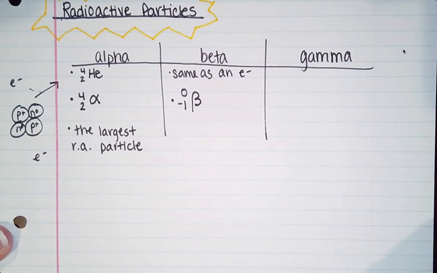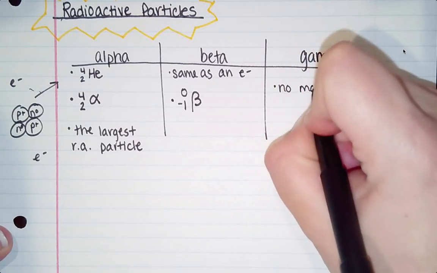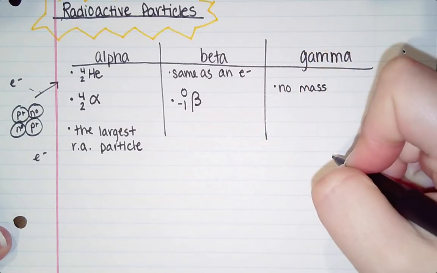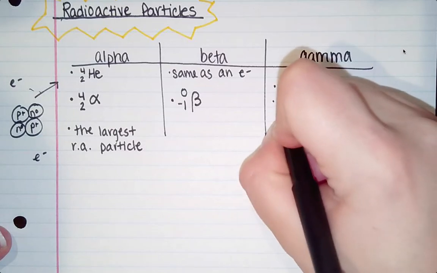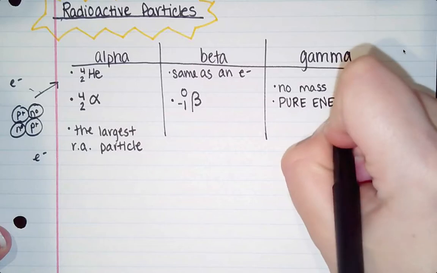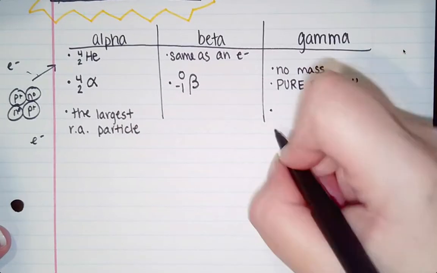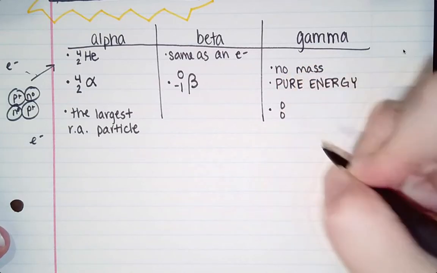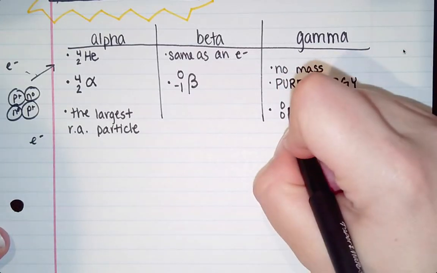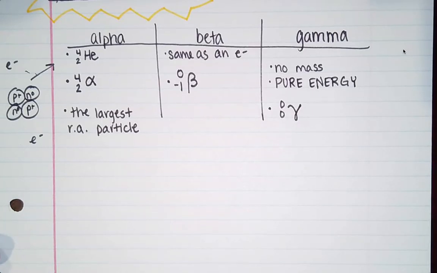And lastly, we have gamma particles. No mass, no charge, just pure energy. And the symbol for this, 0, 0, and then gamma kind of looks like a Y. So we've got alpha, beta, gamma. Let's look at some examples of how these reactions occur.